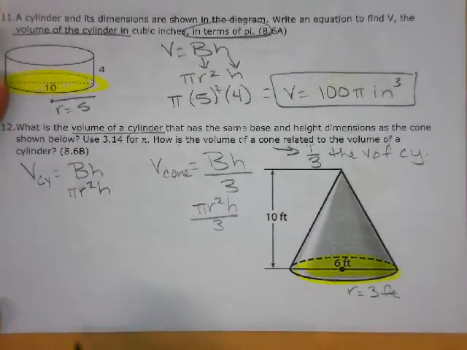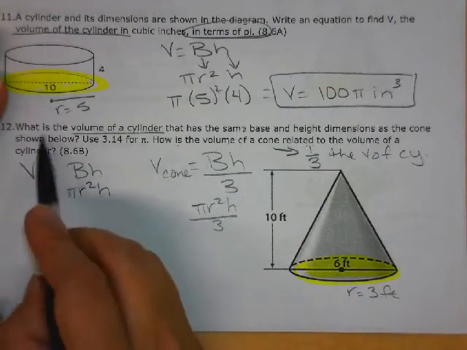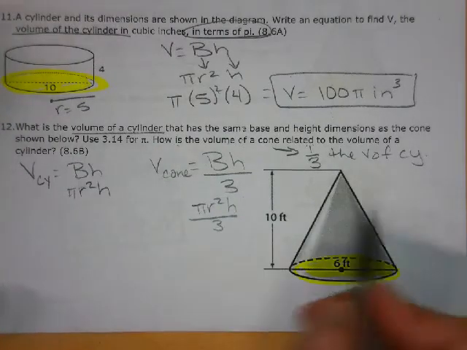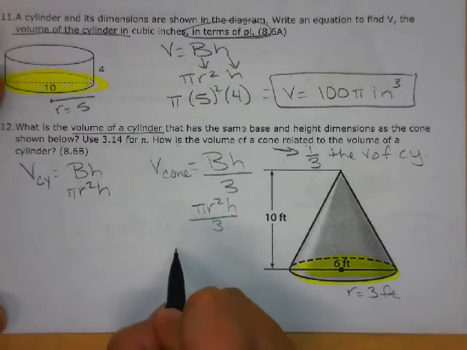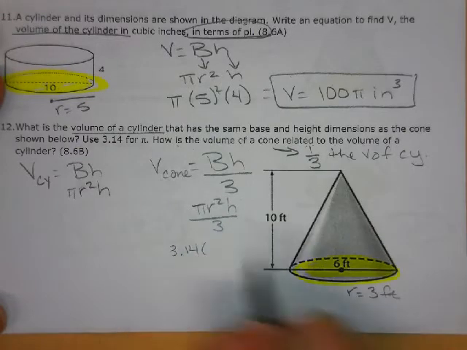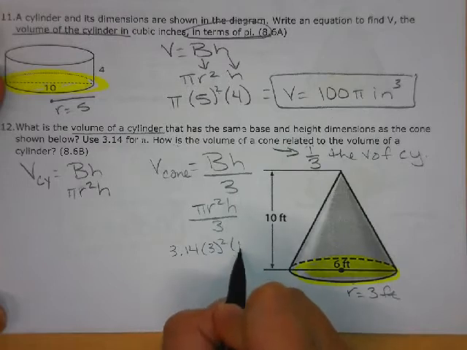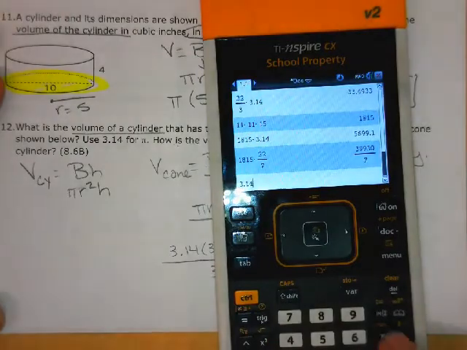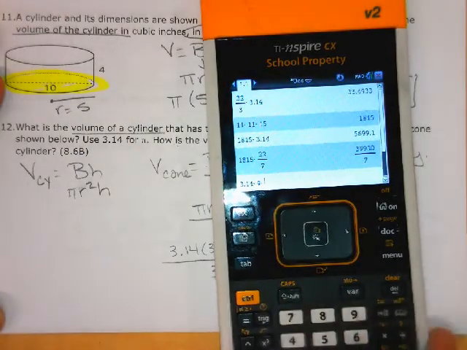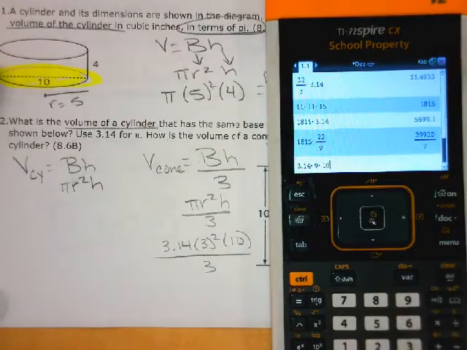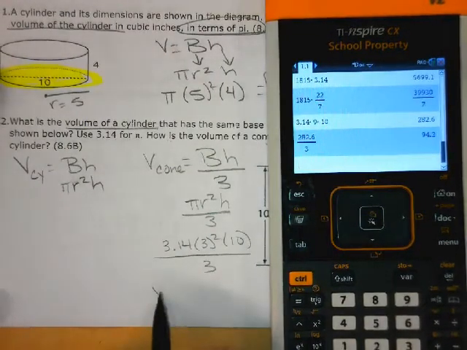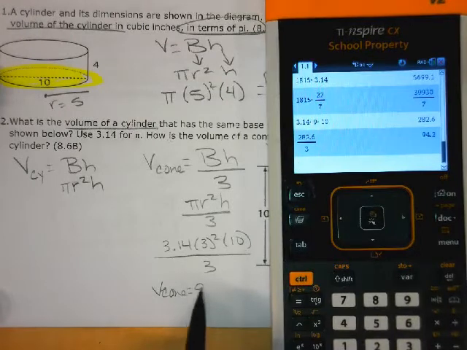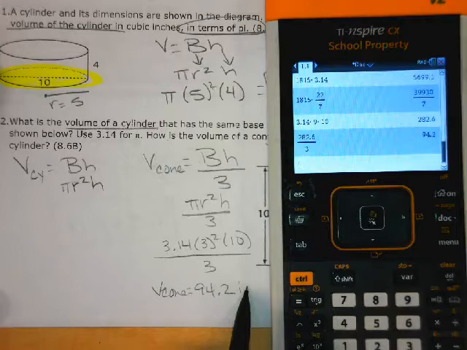Okay, so just like you did with the pyramids. So if we also needed to know the volume of the cylinder, you have a couple of options. You could find the volume of this cone. We can say 3.14 times 3 squared times 10 divided by 3. You could do that. You can say 3.14 times 9 times 10 divided by 3. And we can say the volume of this cone is 94.2 feet cubed.